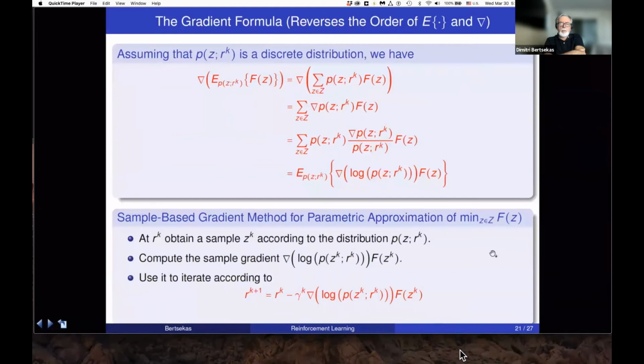Actually, I guess the title of the slide kind of gives it away: you need to be able to reverse the order of the expectation and the gradient. So my question is, in the context of our problem, when does that hold in the continuous space case?